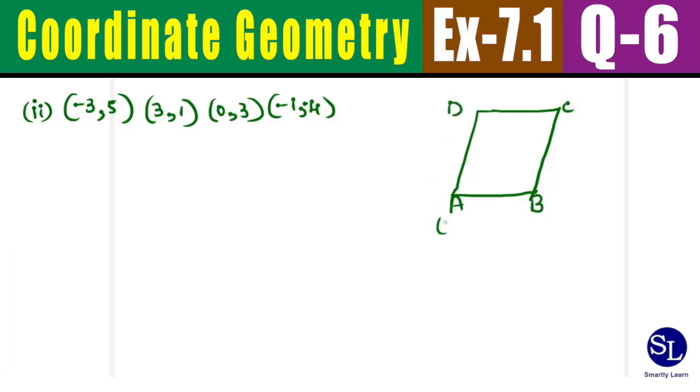A's coordinate is -3, 5. B's coordinate is 3, 1. C is 0, 3. And D is -1, -4. Let's calculate AB.